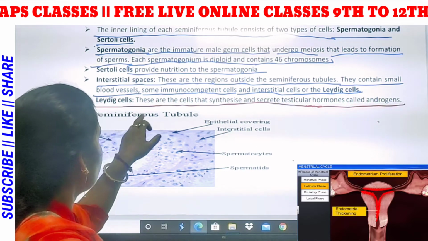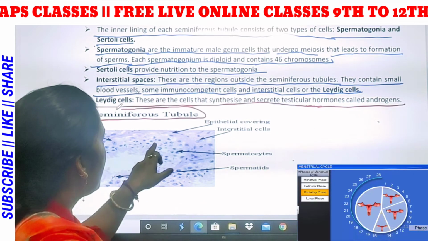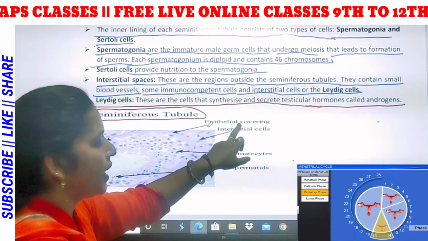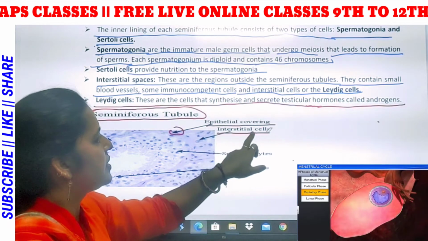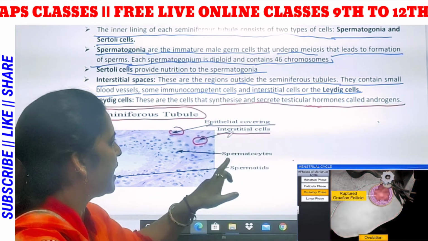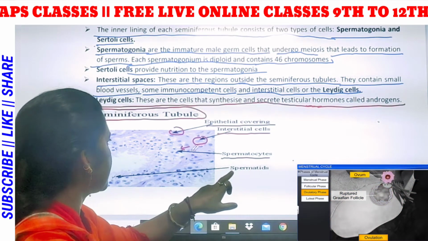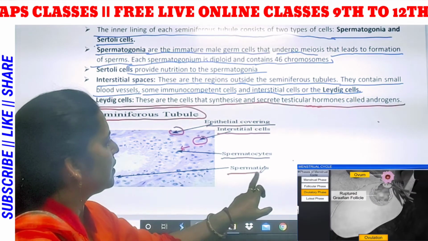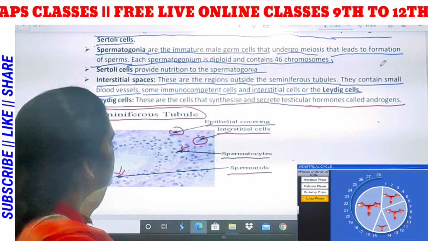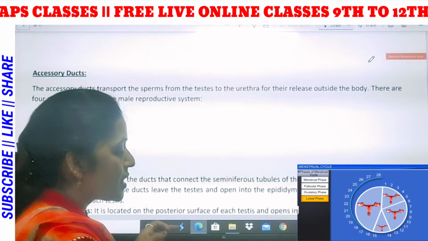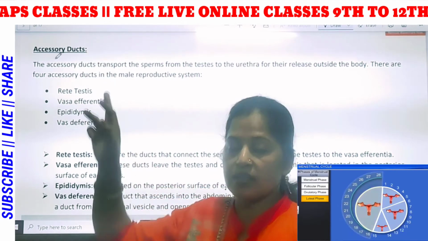So this is the diagrammatic representation of the seminiferous tubule. So these are the Sertoli cells and this is the epithelial covering outside the cells. This is the epithelial covering and inside the epithelial covering these are the interstitial cells, and after the interstitial cells these are the spermatocytes, and inside the spermatocytes these are the spermatids. So this is the diagrammatic representation of the seminiferous tubule. Our next important male reproductive organ after the testes is the accessory duct.